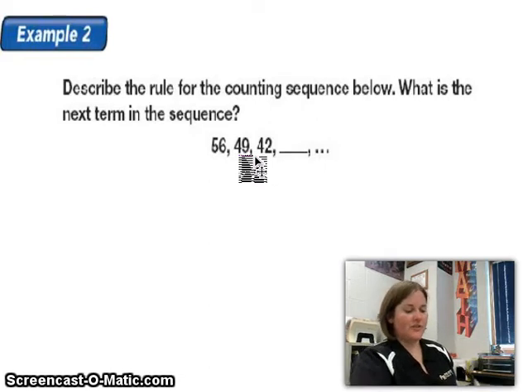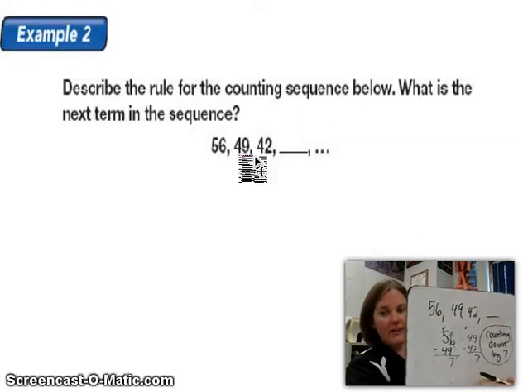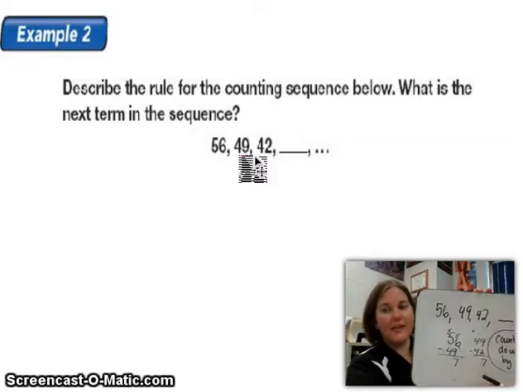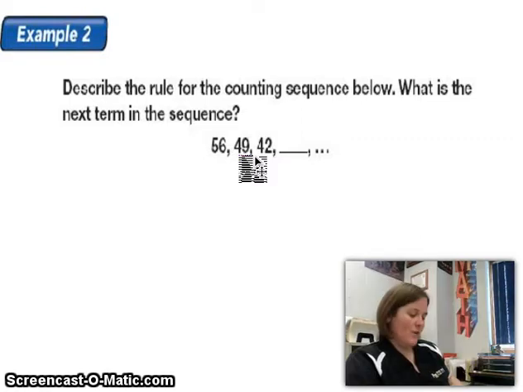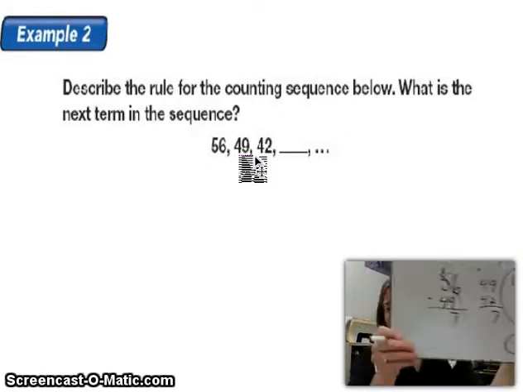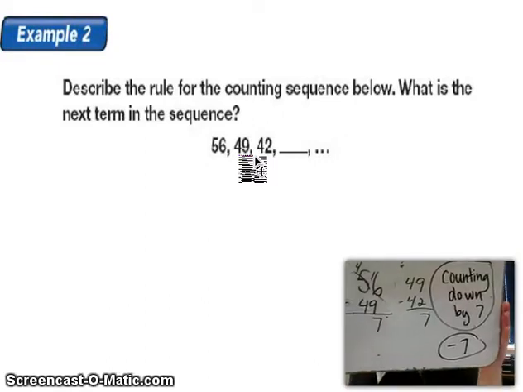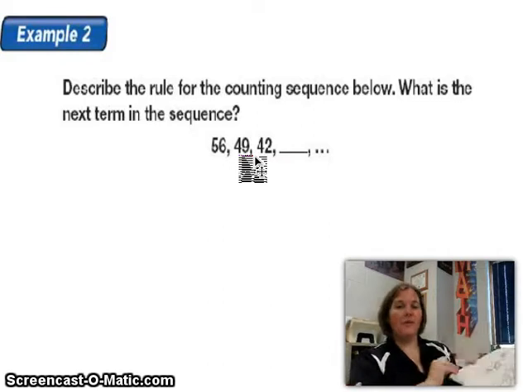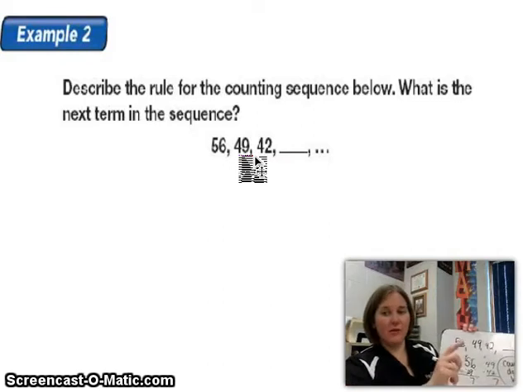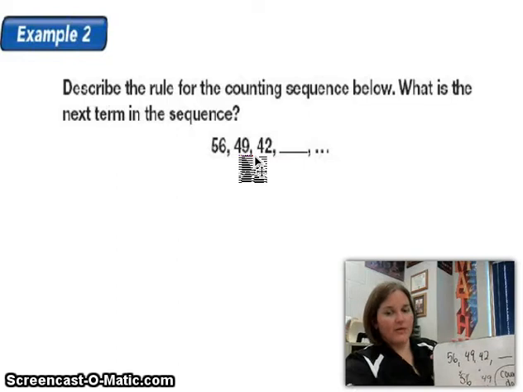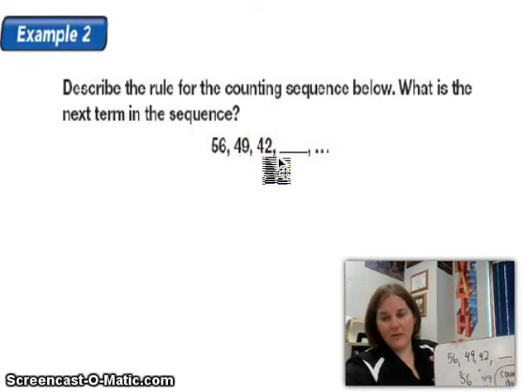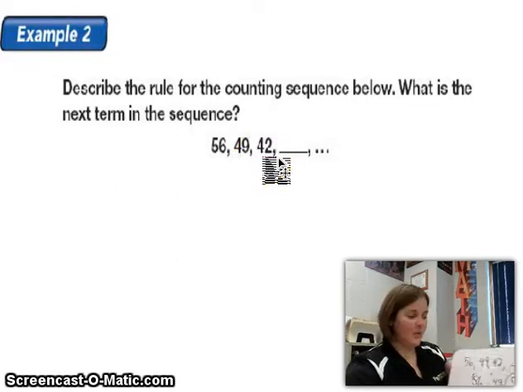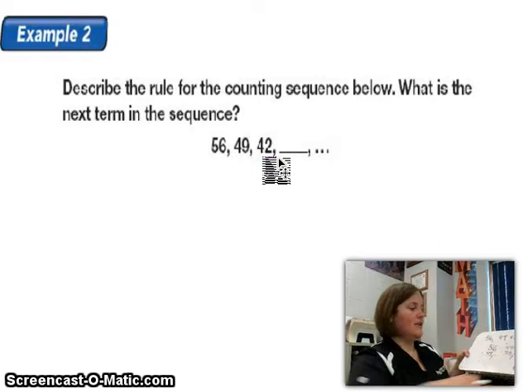However, mathematicians usually like to take shortcuts. So instead of writing the words counting down by 7, we could say just minus 7. And sometimes that makes things a little shorter. Okay. Now we still haven't finished because really this is a two-part question. We also need to find the next term. So 42 was the last one given to us. We need to take 42 and subtract 7 to find the next term.